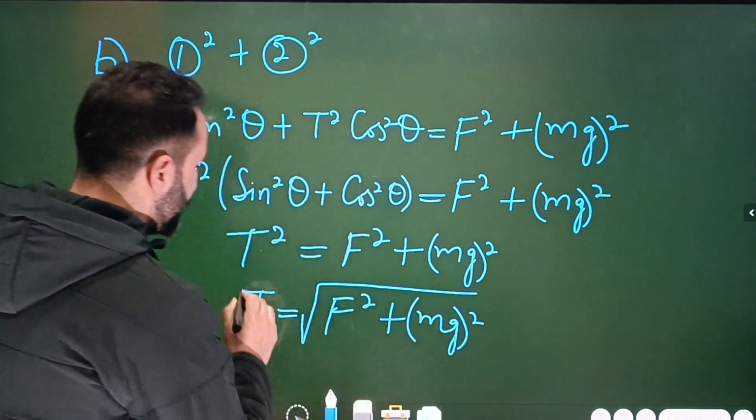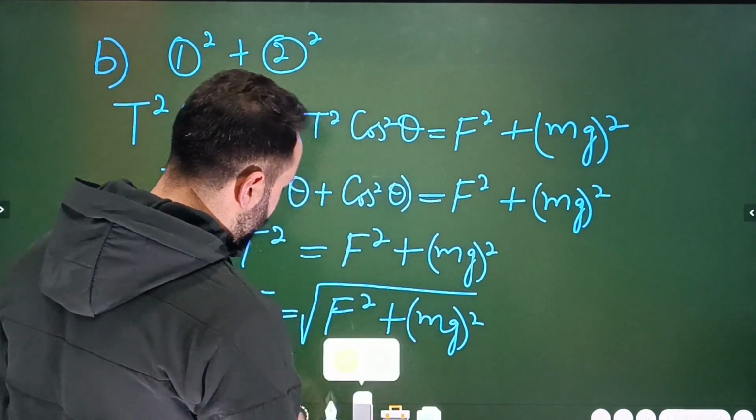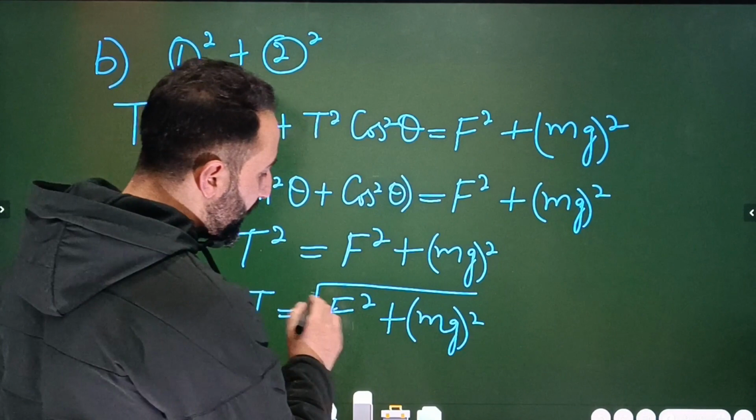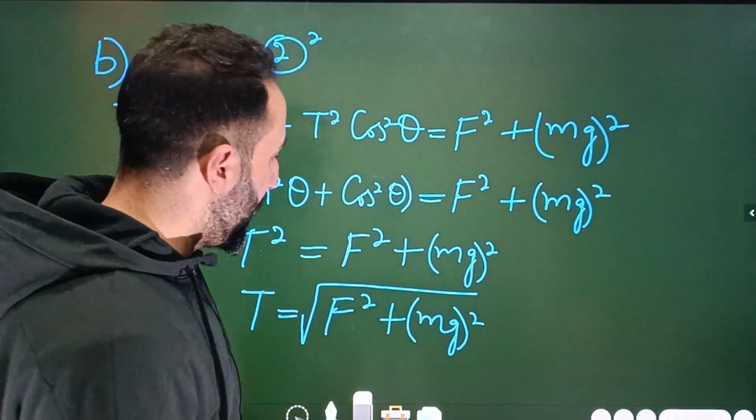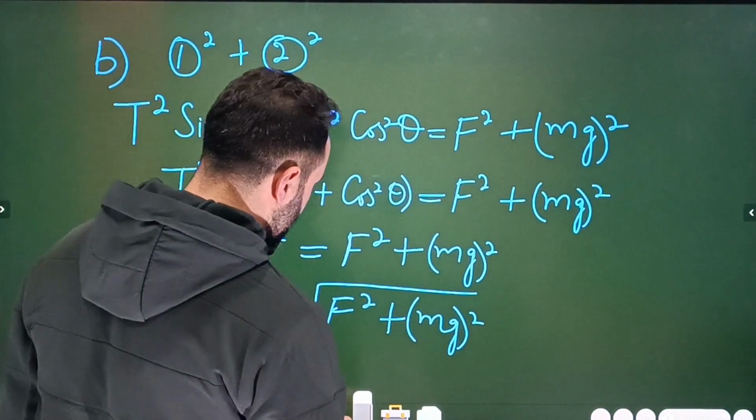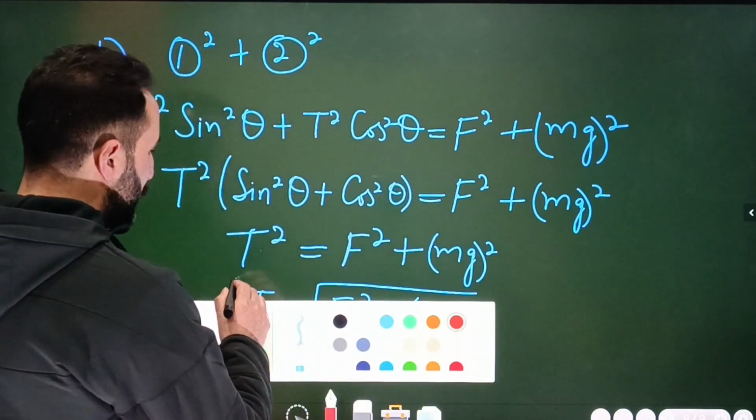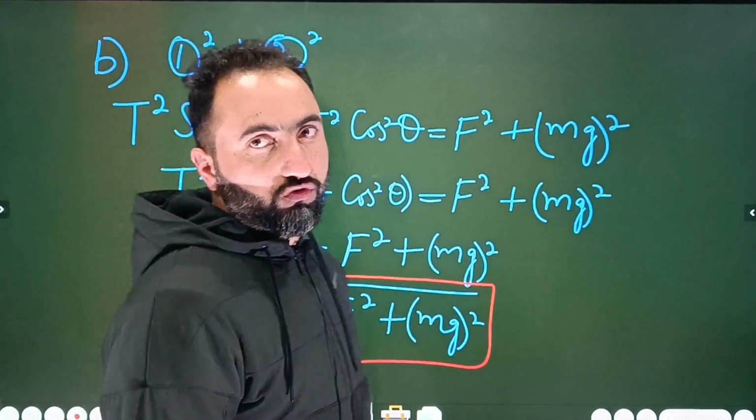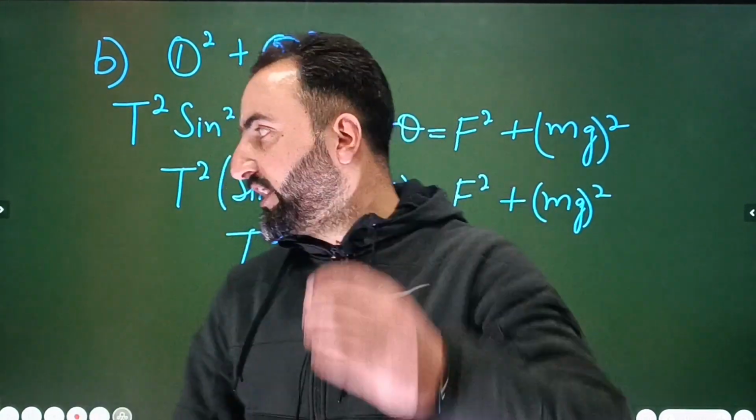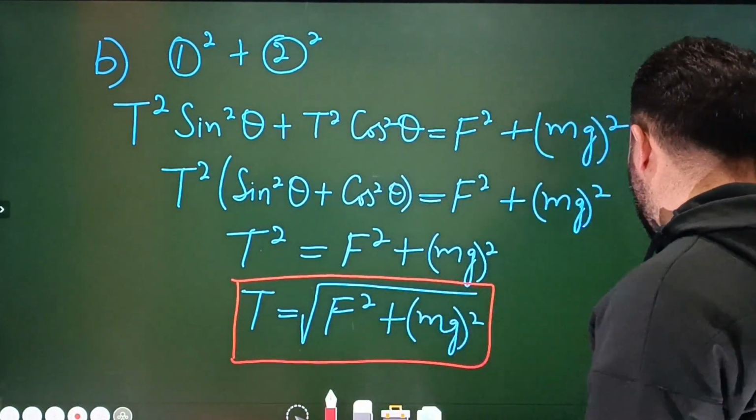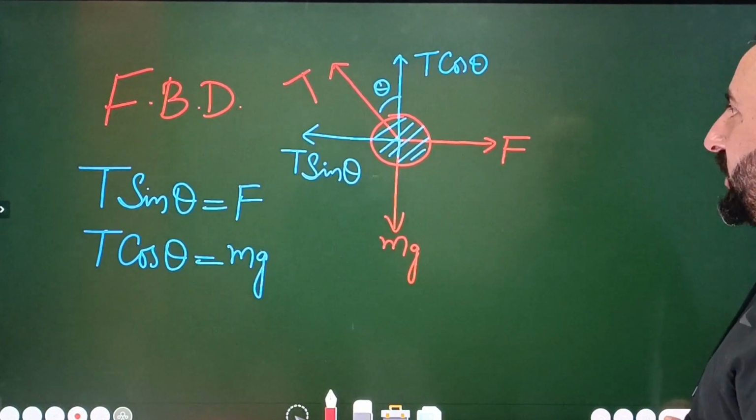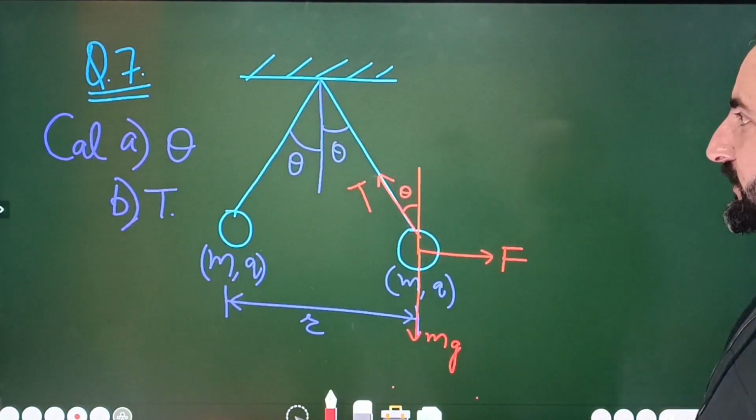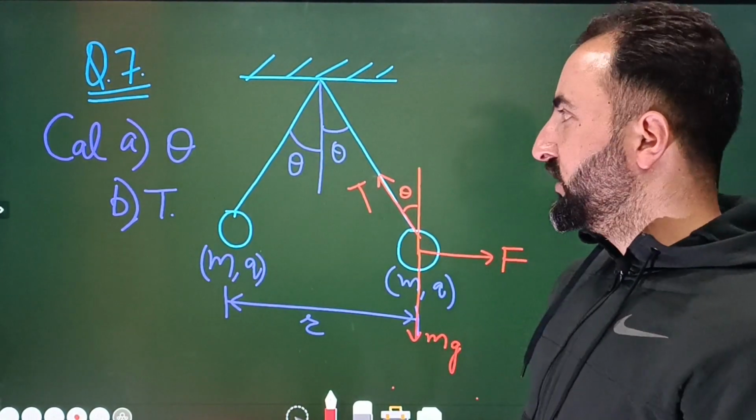And one more step you can do: you can replace this f by k q square divided by r square. I leave that to you so that you can do that step yourself. So we are done with this as well. Finally, we have calculated the tension in the string. This is a highly important problem, so do practice this at home.